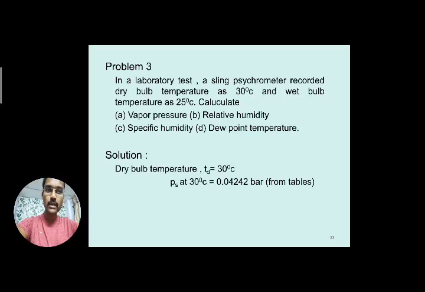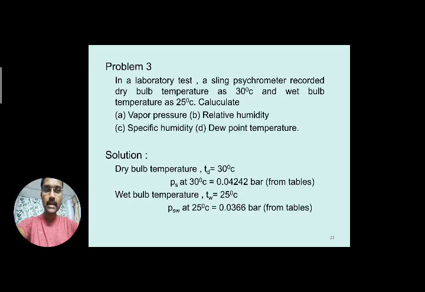Given values are DBT and WBT. In these cases, the saturation pressure at the dry bulb PS value is taken as 0.04242 bar, or the saturation pressure of water vapor at 25 degrees centigrade is 0.0366 bar, which is taken from the steam tables.